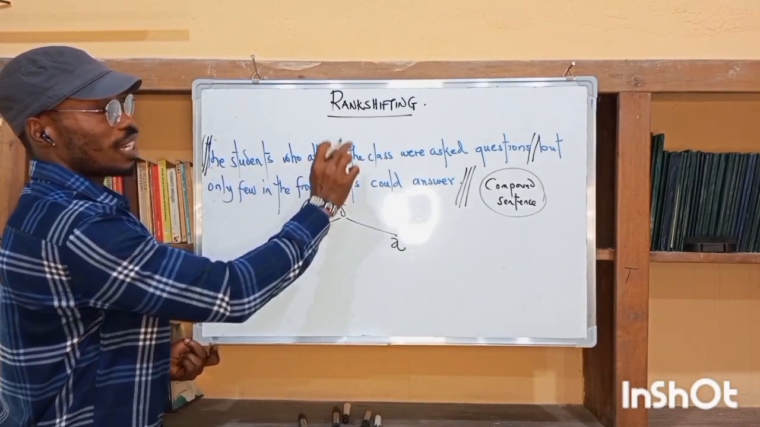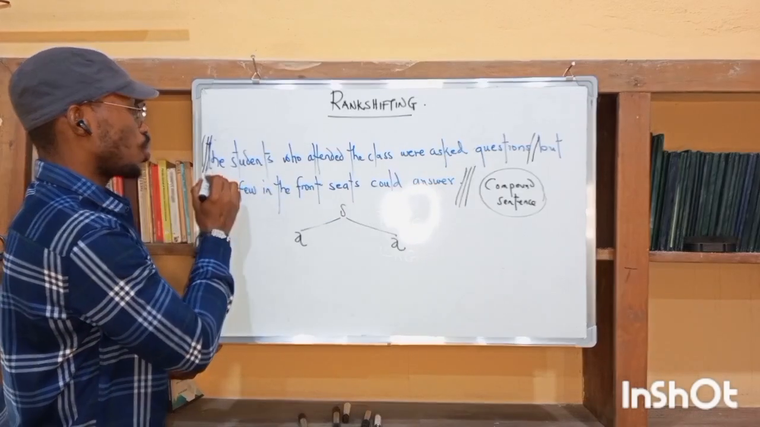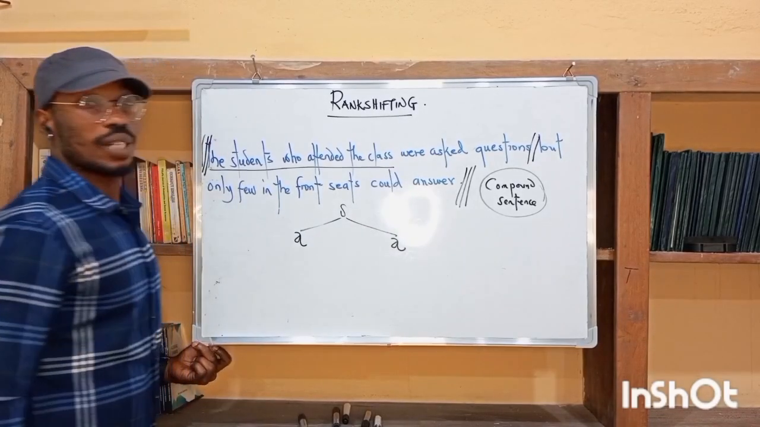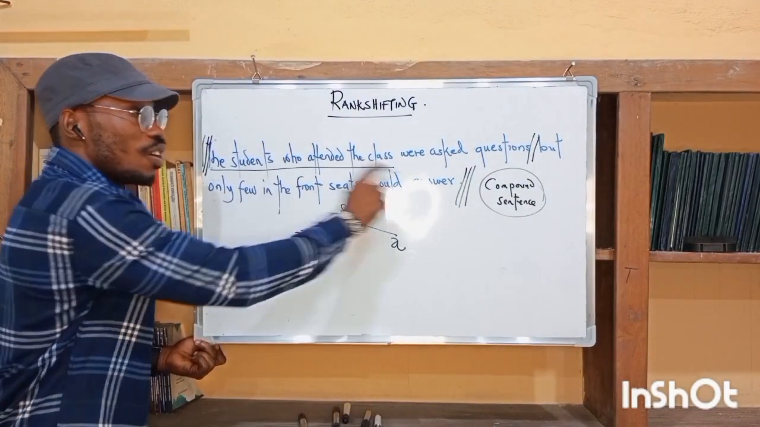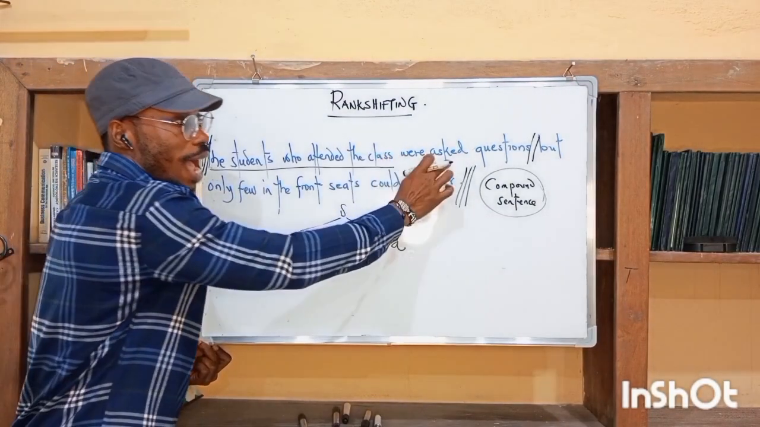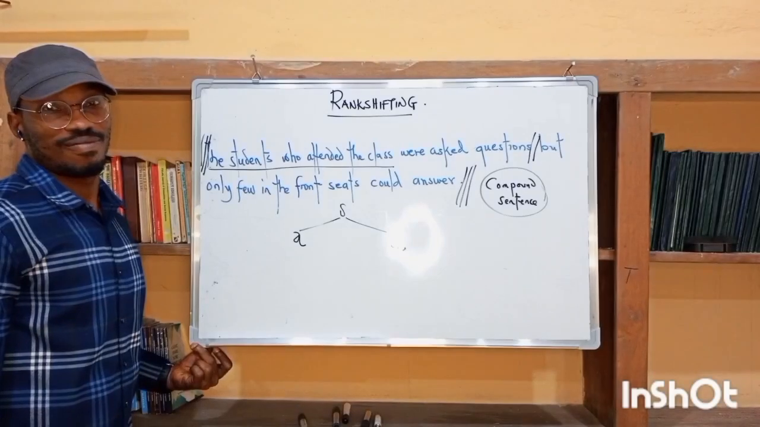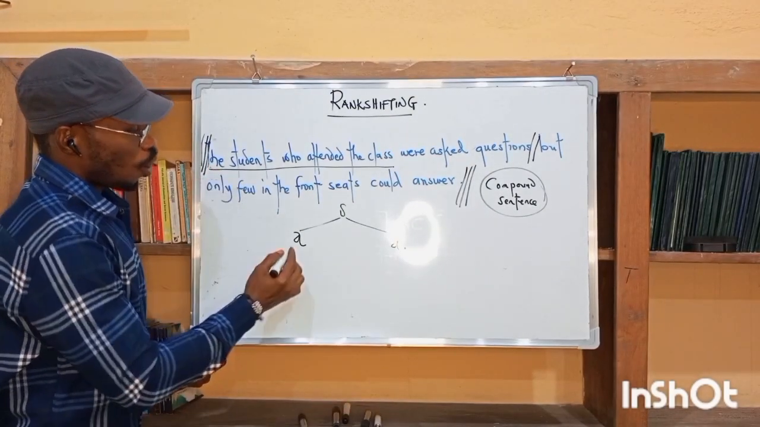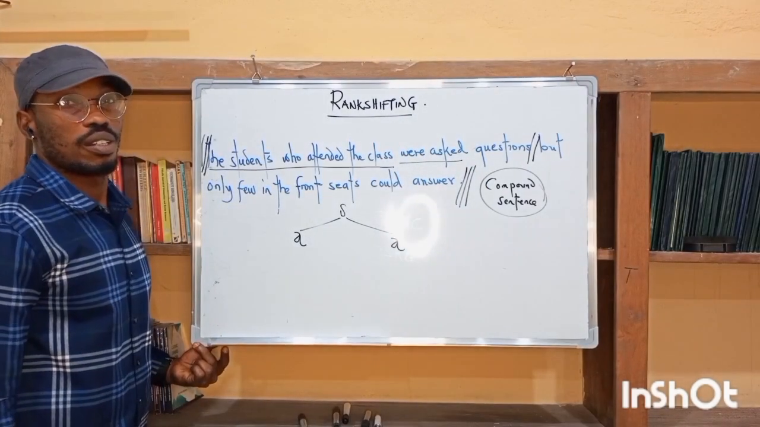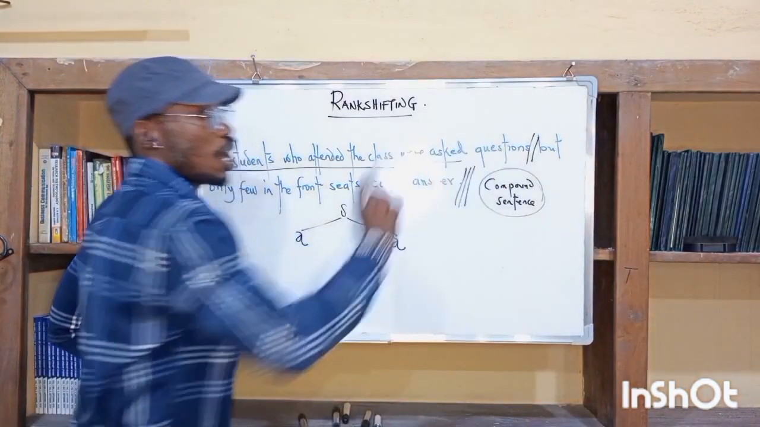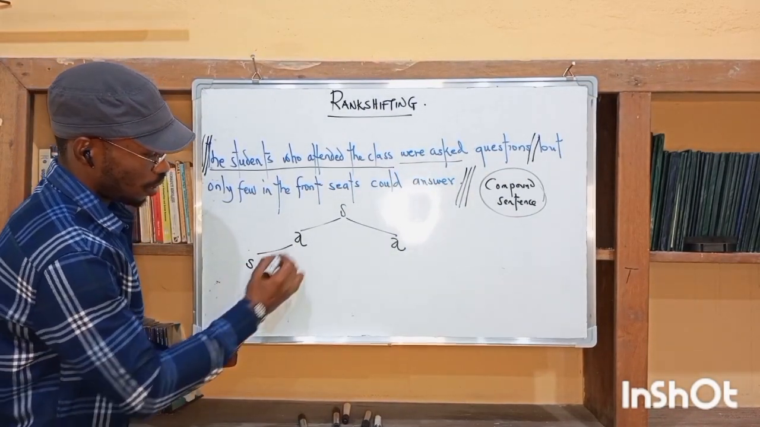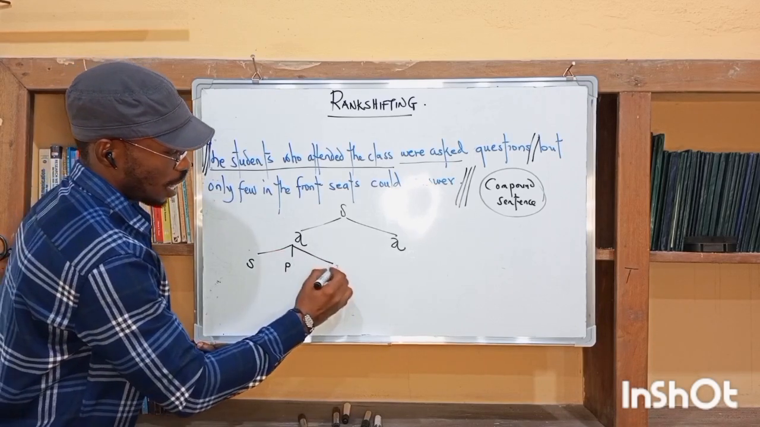The students who attended the class were asked questions. The students who attended the class becomes the subject of the sentence. We can replace that with they were asked questions. They were asked questions. Right? So that becomes subject, were asked becomes the predicator. That is the verb. Questions becomes complement. So for this, we have subject, predicator, and then complement.